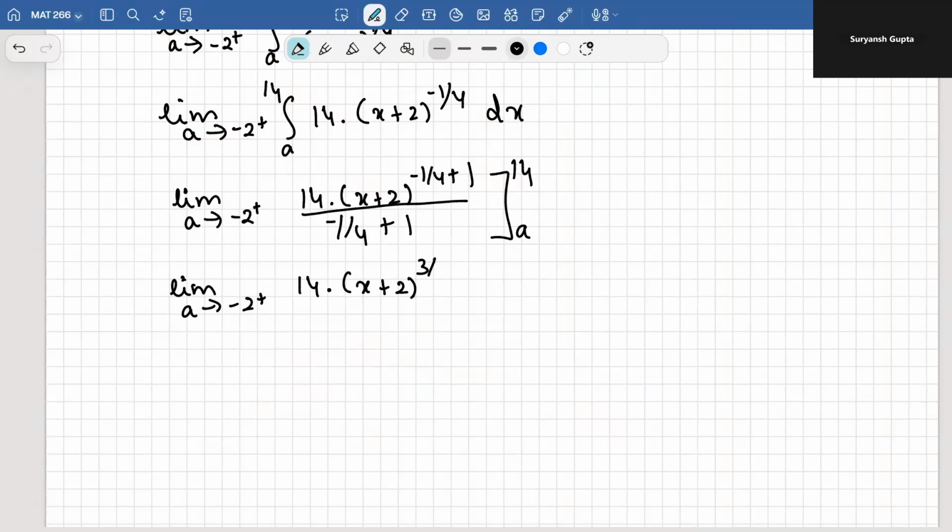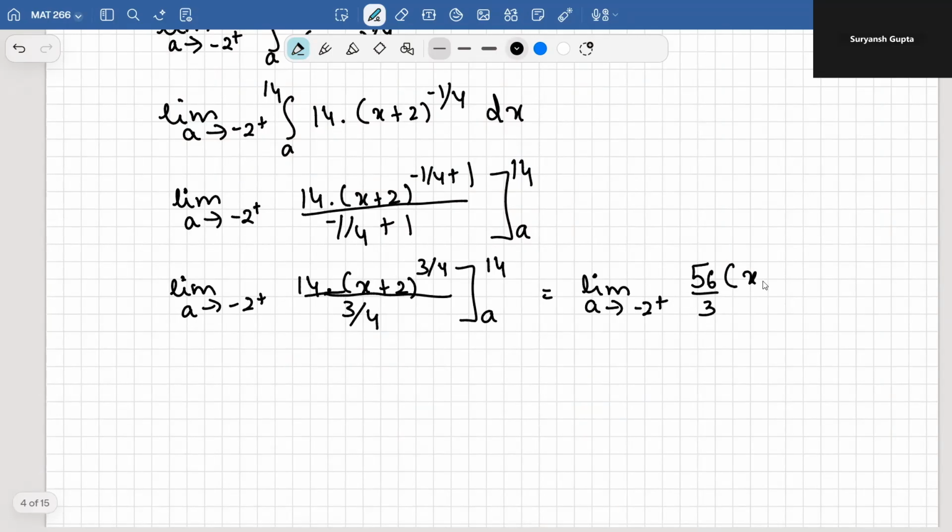This becomes 3 by 4. Negative 1 by 4 plus 1 is 3 by 4. And my bottom is also 3 by 4, going from a to 14. And I can simplify this further by just taking the 3 by 4 and multiplying 4 on the top. And I end up getting 56 over 3 times (x plus 2) to the 3 by 4, from a to 14.